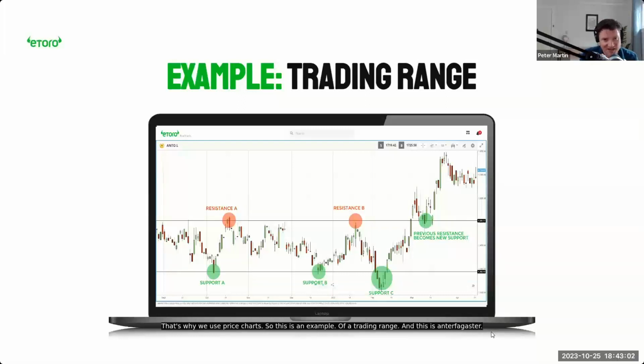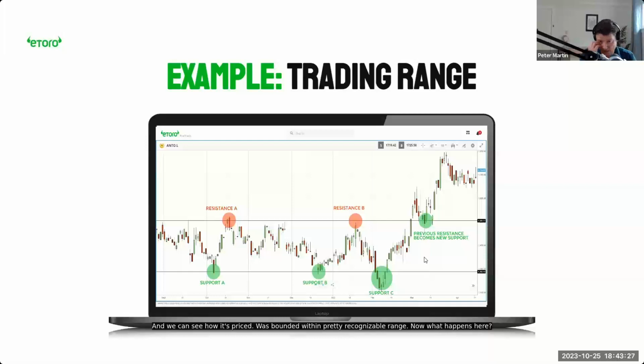So this is an example of a trading range. This is Antofagasta mining stock. We've just been looking at the price data for a few weeks. This is the price data in the same sort of period, but extended for a longer period. And we can see how its price was bounded within a pretty recognizable range.